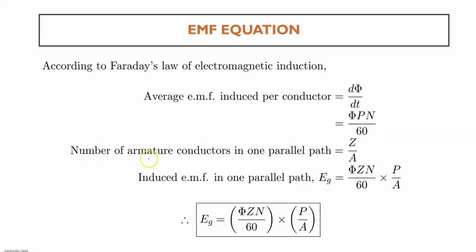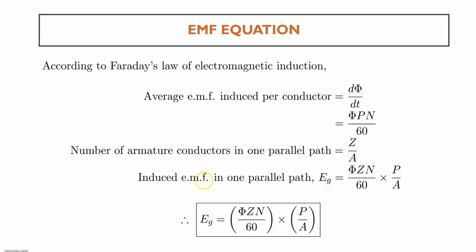So the number of armature conductors in one parallel path is equal to Z/A. There are a number of parallel paths, and if you consider only one parallel path, you don't need to study these things. As I already told you, this is beyond the scope of your syllabus, but for the sake of knowledge I am just saying it. A is the number of parallel paths, and the number of armature conductors in one parallel path is equal to Z/A.